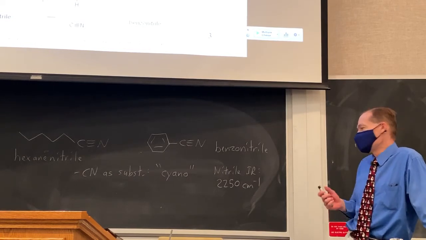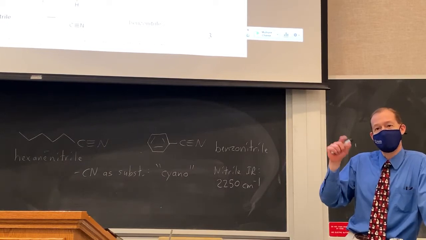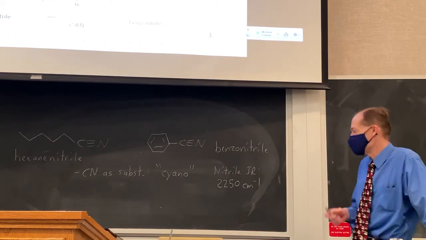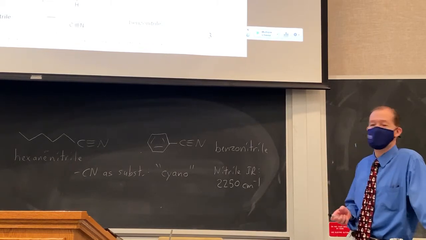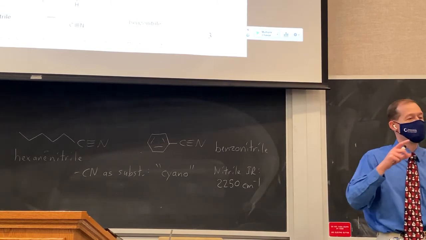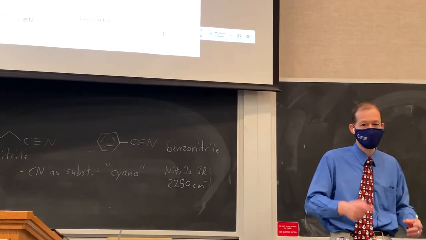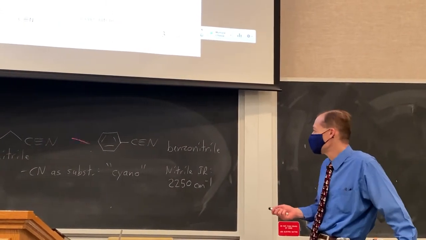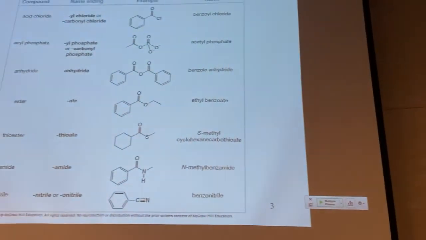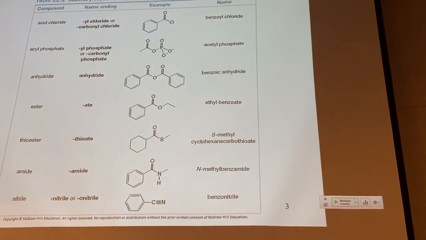And then sometimes the nitrile functional group is a substituent. If it's coming off as a branch, as a substituent off of a larger chain, if it's not at either end of the chain, then it can be referred to as a cyano group. And that also works when you have a nitrile coming off of a ring. It would be a cyano substituent off of a ring. Okay? So we have a table here from the book that nicely summarizes the nomenclature of our carboxylic acid derivatives.